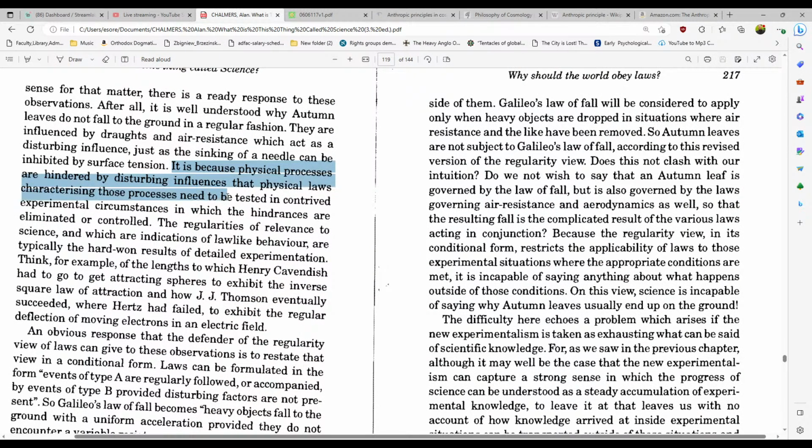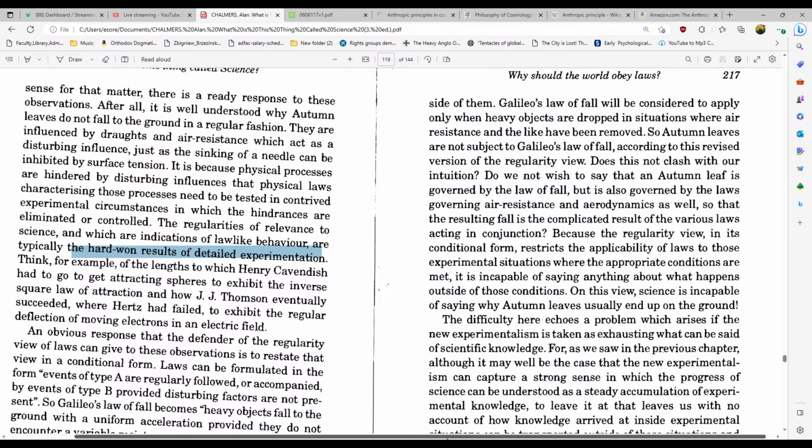It is because physical processes are hindered by disturbing influences that physical laws characterizing those processes need to be tested in contrived experimental circumstances, so that all those hindrances, all those other factors, can be eliminated or at least controlled. The regularities of relevance to science, and which are indications of law-like behavior, are typically the hard-won results of detailed experimentation, right?